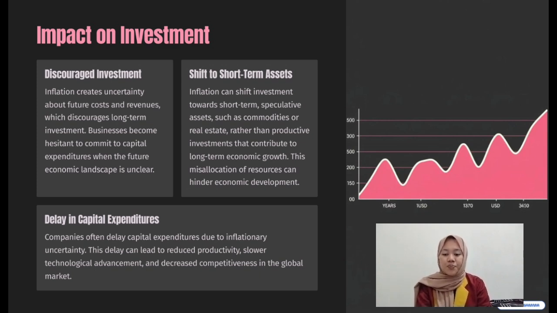Delay in capital expenditures. Companies often delay capital expenditures due to inflationary uncertainty. This delay can lead to reduced productivity, slower technology advancement, and decreased competitiveness in the global market.